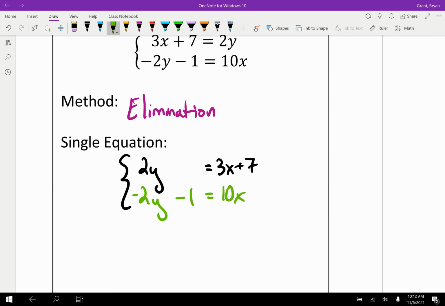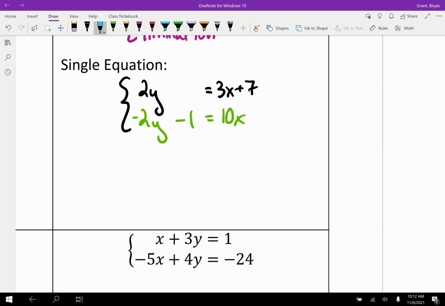Once we're here, we ask ourselves, are the x's, the y's, and the equals all lined up? And yeah, they are. You'll notice there's a 7 on the right and a negative 1 on the left. If you wanted, you could add the 1 to the right, but you don't have to. You can just go through and combine your like terms right here. 2y and minus 2y cancels, leaves us with negative 1. 3x and 10x makes 13x, and then the 7 has nothing to combine with, so it just stays. And from there, you can solve if you'd like.